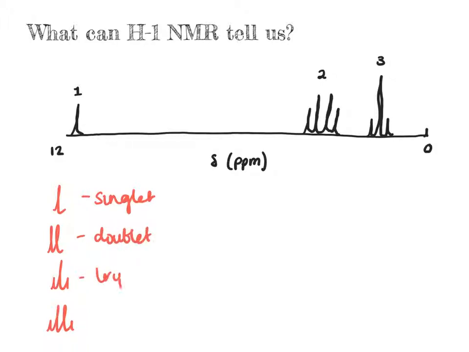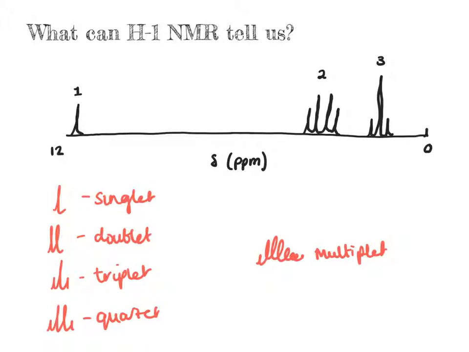This is a triplet, and this is a quartet. And you can also get something like that, which is known as a multiplet, one where you can't quite figure out exactly how many little peaks you've got, but just a big mess. So that's called a multiplet. And these tell you about neighbouring hydrogens.